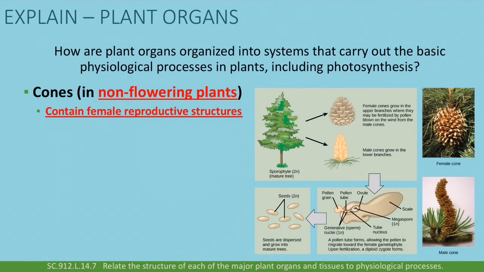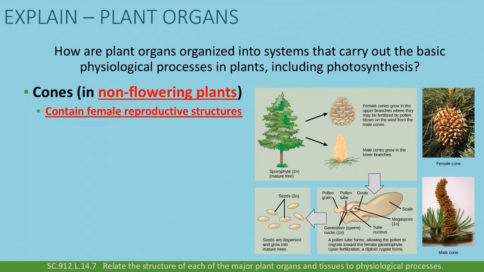Next up, we have cones, for gymnosperms and conifers. These are plants that do not have flowers at all, but yet they do still have seeds. So for what we normally look at as a cone, normally that's going to be the female part of the cone. There are male cones as well, but we don't see them as often. There are just a lot more female cones on conifer plants.